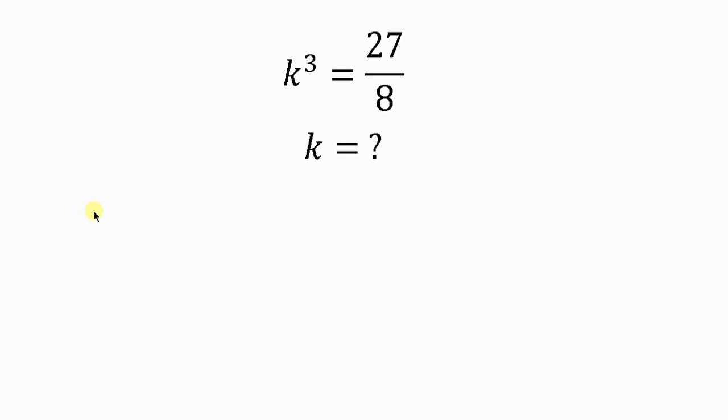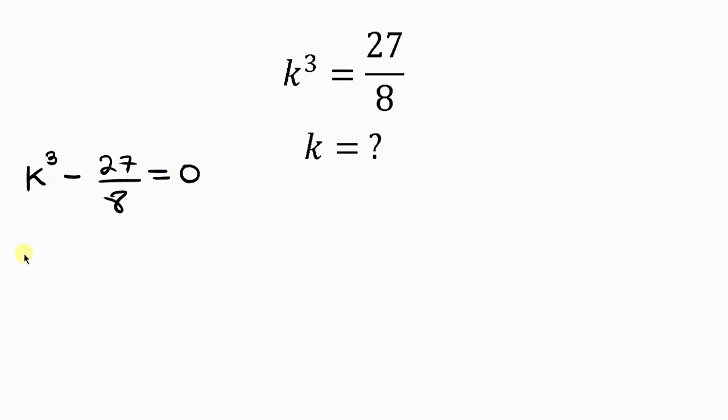What's going on, everybody? We have this math question which says we are to look for the values of k for which k cube is equal to 27 all over 8. Well, our first step will be for us to move 27 all over 8 to the left hand side. So we have k cube. As 27 over 8 crosses to the left, it becomes minus 27 all over 8. And this is equal to 0.